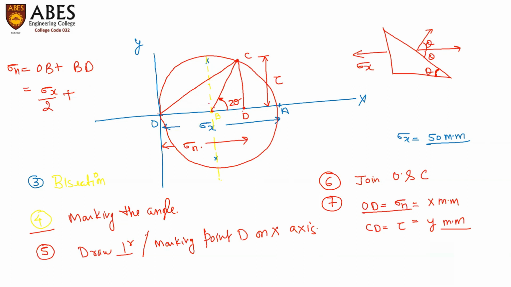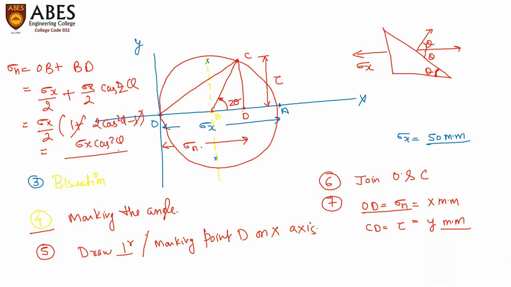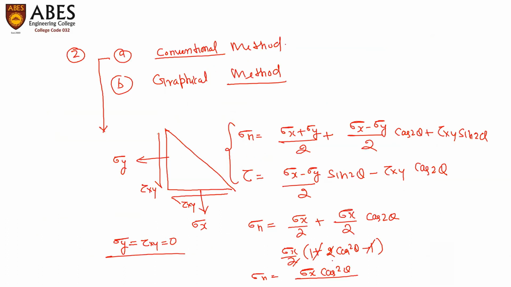And BC is the radius of the circle, same as OB is the radius of the circle. It can also be stated as sigma x divided by 2 cos 2 theta, sigma x divided by 2, 1 plus 2 cos square theta minus 1. Or you may say sigma x cos square theta. So, the results for both the analytical method and graphical method are the same. We can also verify the value of shear stress with this method.